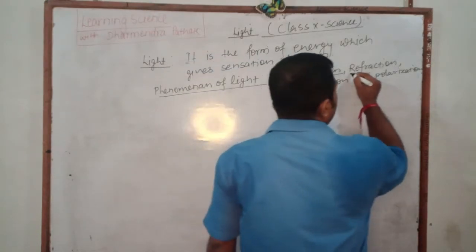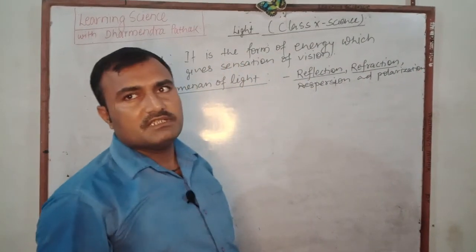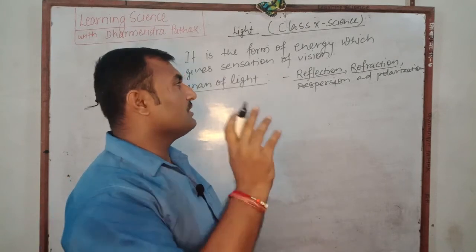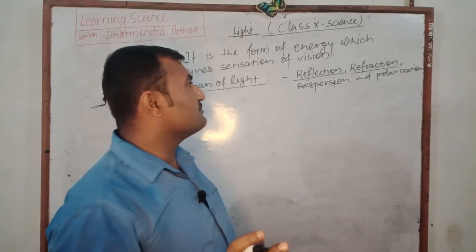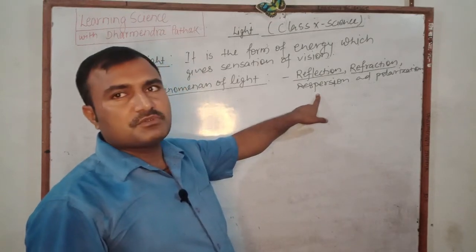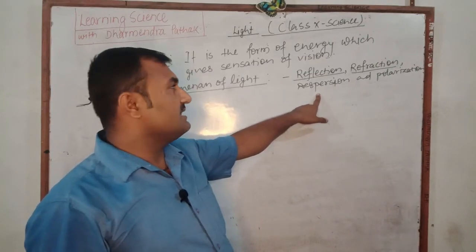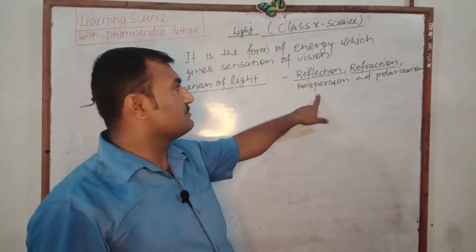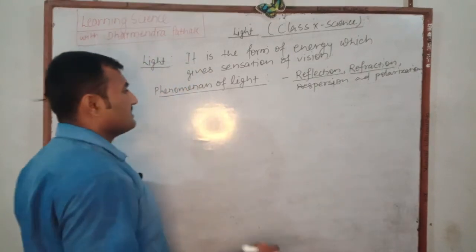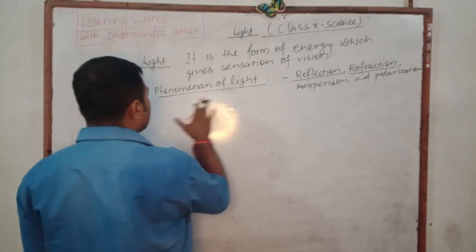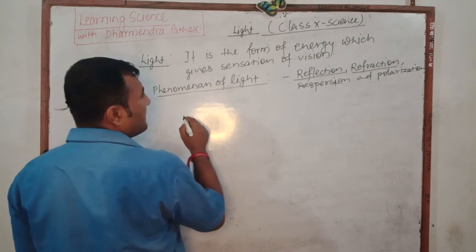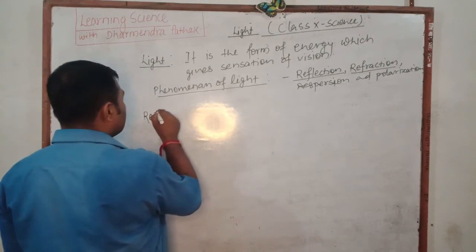When light travels from one medium to another medium, from optically rarer to denser or denser to rarer, then bending takes place, which is known as refraction of light. When light passes through a prism, it is dispersed into 7 colors. That process is called dispersion. Light particles get scattered in the surrounding, which is known as polarization. At first here we discuss refraction.